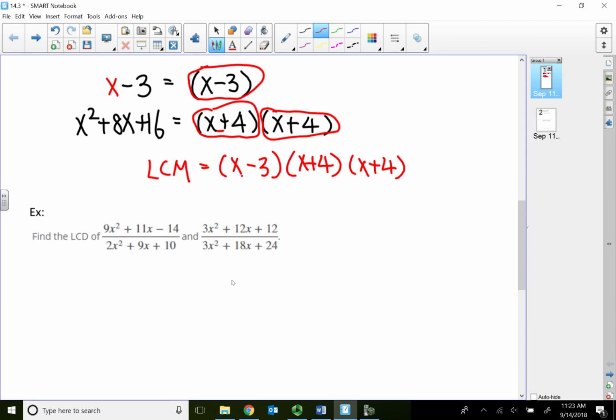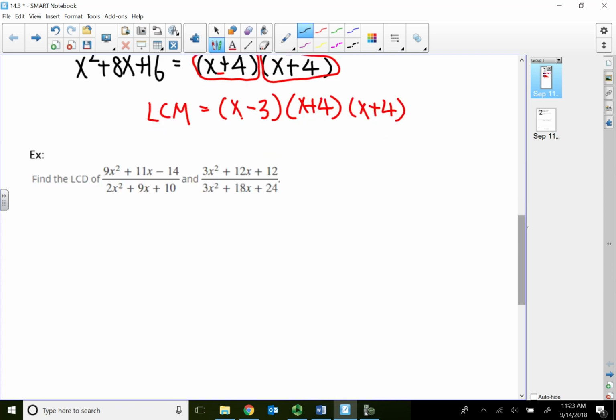Let's try another one. Find the LCD. I have two different denominators here. So what do I do with the numerator? We will do something with the numerator in another lecture video, where I will show you how to add and subtract rational expressions. But in order to add and subtract rational expressions, we first have to learn how to find the LCD.